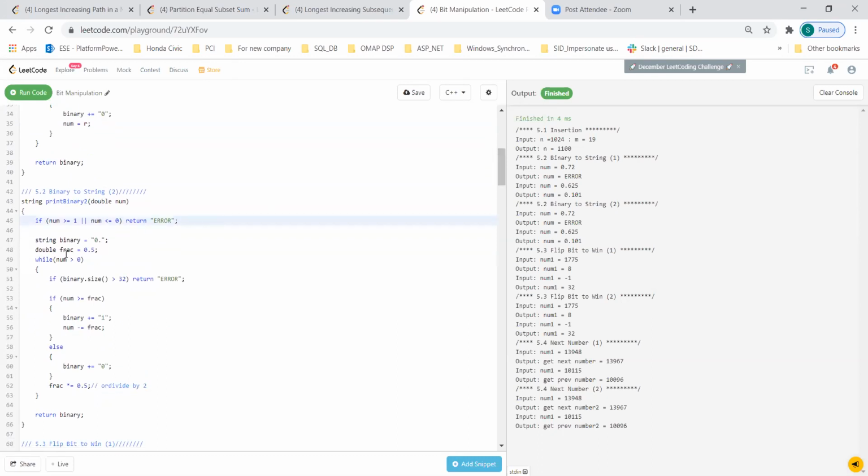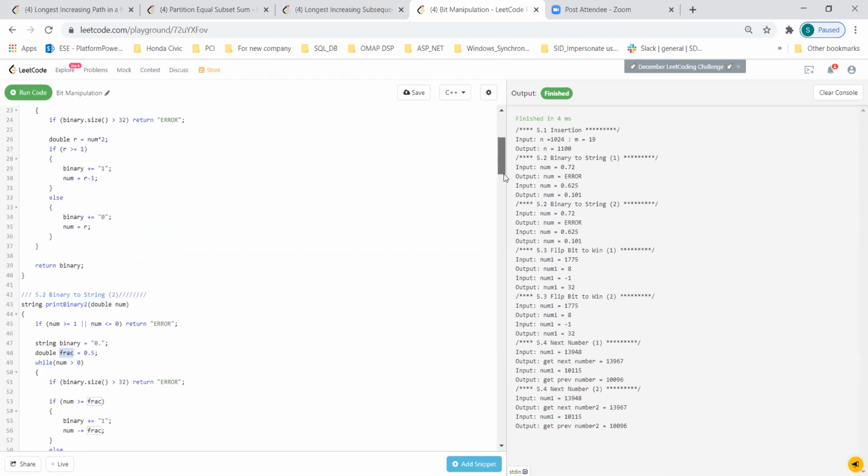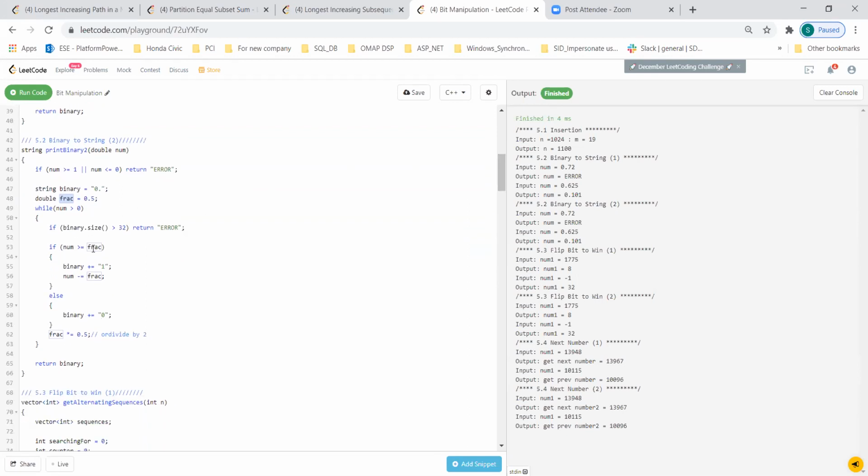What it says is we have a fraction which is 0.5. All other conditions are the same, nothing changed here, it's only the fraction we have here. It was 2, but in this case we are taking 0.5 as a reference, right? So whatever our number will be, if it is greater than or equal to 0.5, we add the bit, and then we subtract this particular number, like 0.625 minus 0.5, so we'll get 0.125, right?